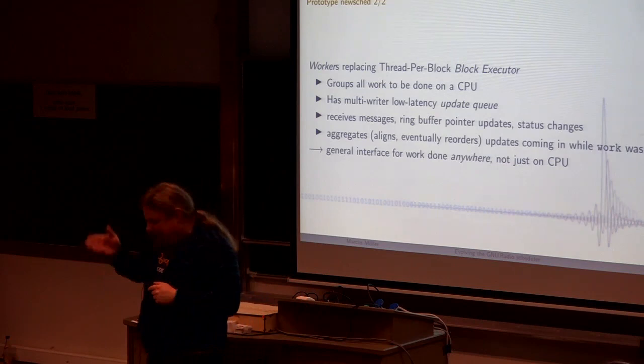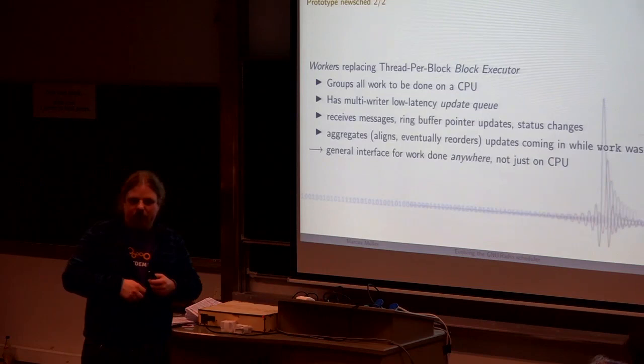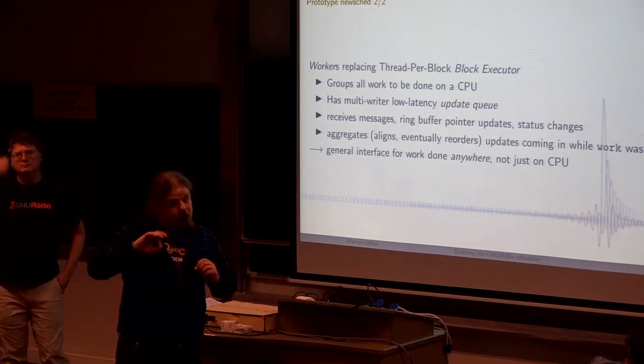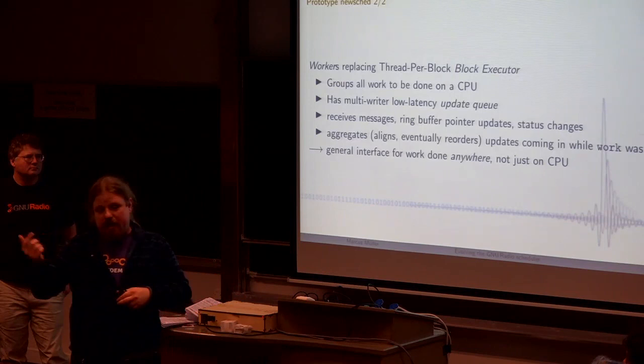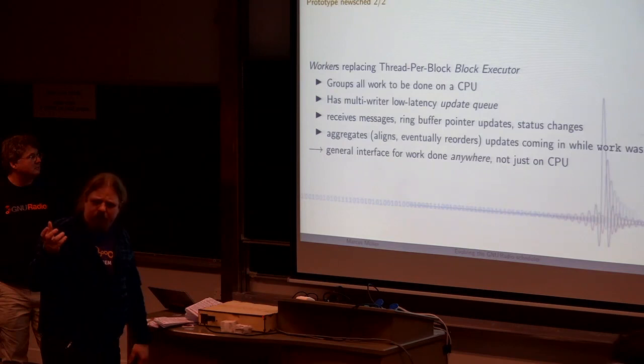We just have one worker per CPU core, and that worker is the owner of a couple of blocks that it executes. So instead of sending messages to a block executor, we send messages about, hey, I've just updated my output to a worker. That worker will then aggregate all the messages that it got while the main work it was currently executing was executing, and after that work is done, reorder if necessary, and execute that. So kind of imagine that as a queue with knowledge of what's done inside, right?